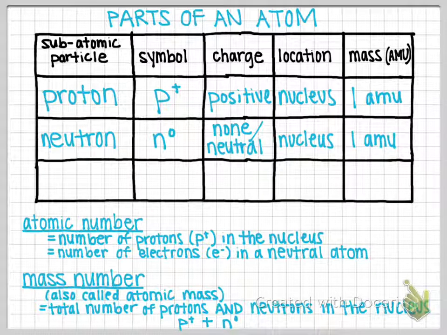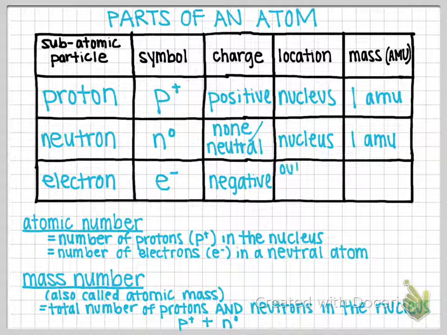And then the last subatomic particle is the electron. The symbol for an electron is an E with a minus. The minus symbolizes its negative charge. And the electron is located outside the nucleus. Its orbitals are in the electron cloud. And its mass is so tiny that compared to the proton and neutron, it is practically 0.